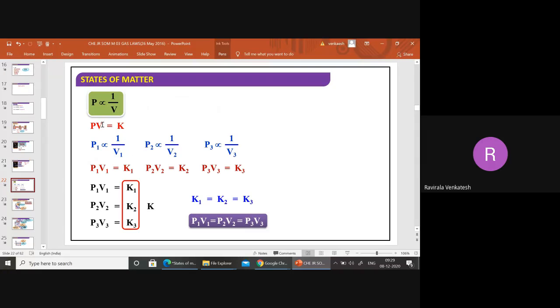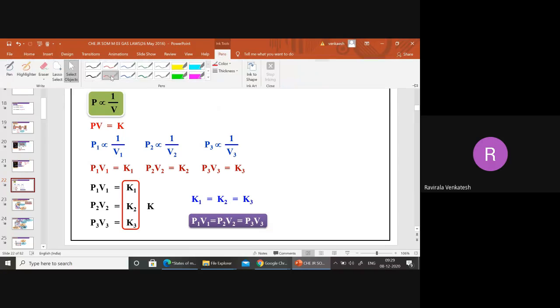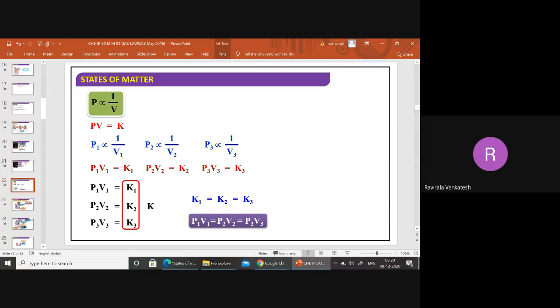See, PV is equal to K. Then P1 is inversely proportional to V1, P2 is inversely proportional to V2, P3 is inversely proportional to V3. We are getting P1 V1 equal to K1, P2 V2 equal to K2, and P3 V3 equal to K3. But K1, K2, K3 are all equal to K. Then P1 V1 is equal to P2 V2, and P2 V2 is equal to P3 V3. Why are K1, K2 equal? Because when pressure is increased, volume is decreasing, and cumulatively the value remains the same, right?